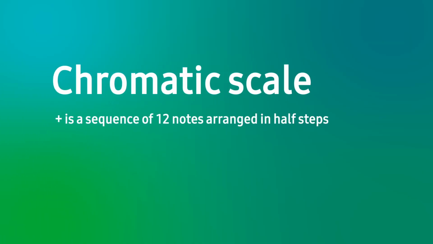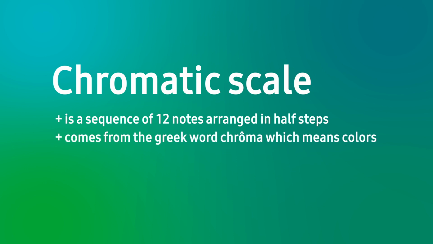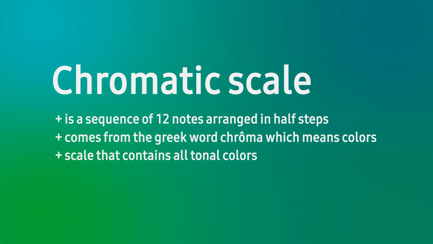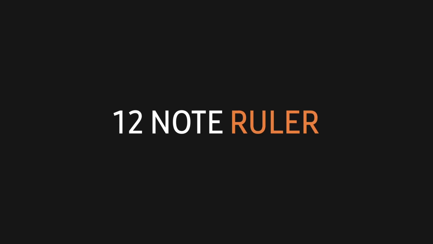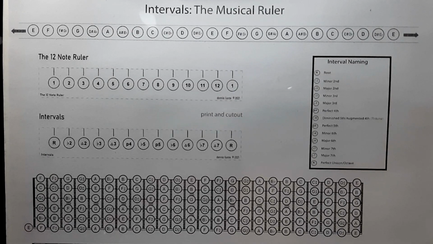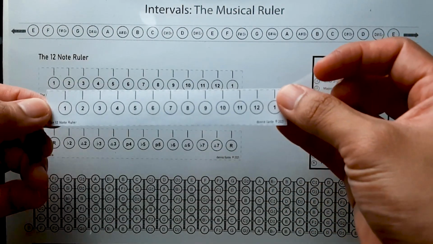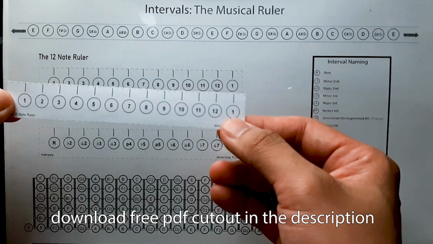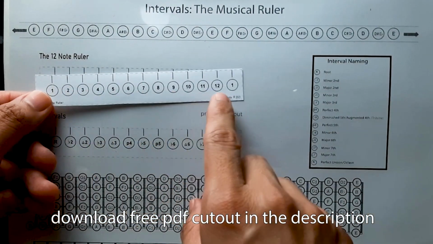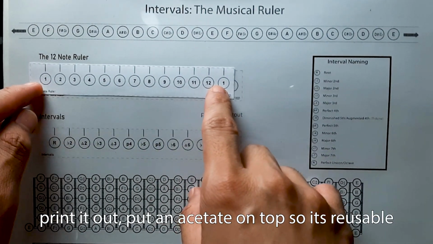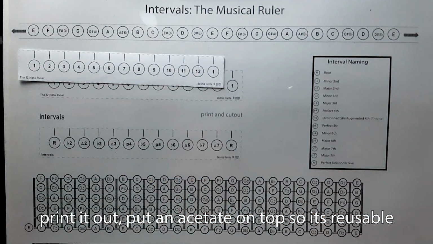The chromatic scale is a sequence of 12 notes arranged in half steps. It comes from the Greek word chroma, which means colors. We can say that the scale contains all tonal colors. So how do we extract 12 chromatic scales from the 12 notes? I now present you the first ruler, ruler number 1. It has numbers 1 to 12 and this will help us figure out all 12 chromatic scales.